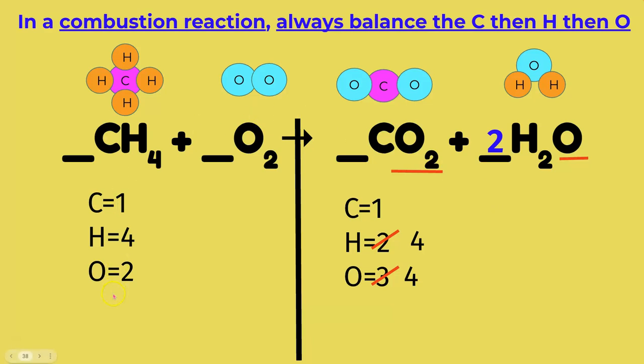So now I need to go on the reactant side and change the oxygen to 4. So I want 4, I have 2, 2 times 2 is 4, and your equation is balanced.